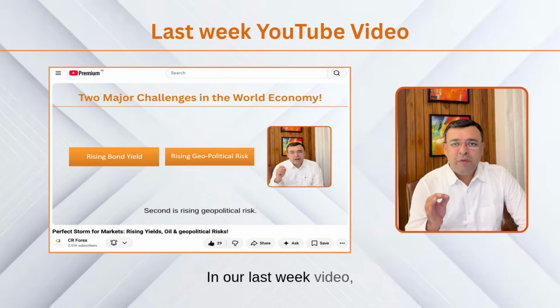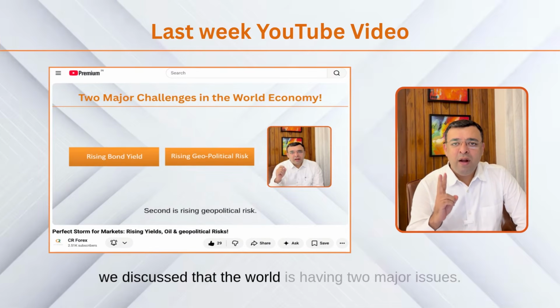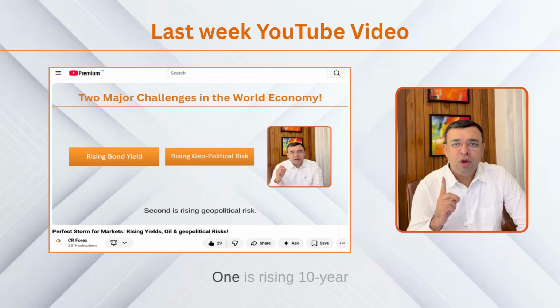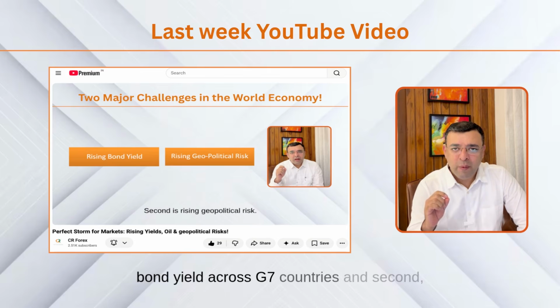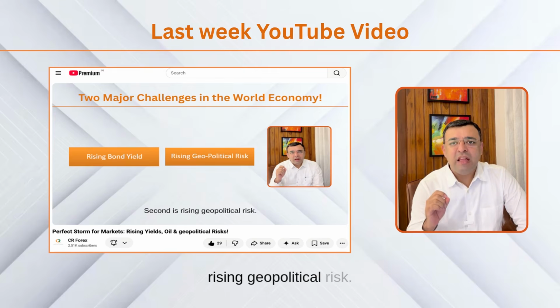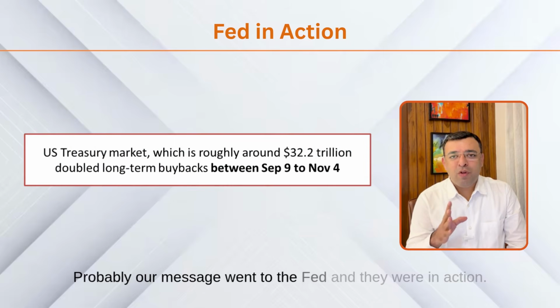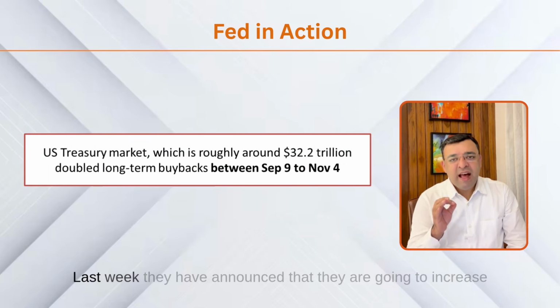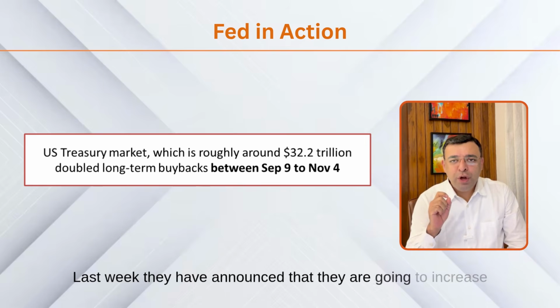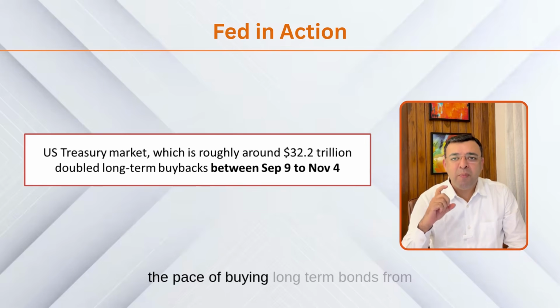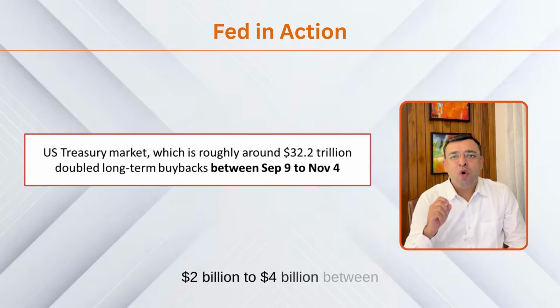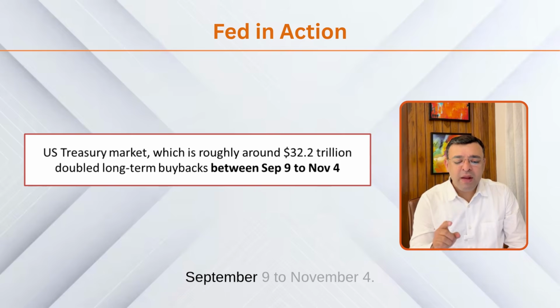In our last week video, we discussed that the world is having two major issues. One is rising 10-year bond yield across G7 countries, and second, rising geopolitical risk. Probably our message went to the Fed and they were in action. Last week, they announced that they are going to increase the pace of buying long term bonds from $2 billion to $4 billion between September 9 to November 4.